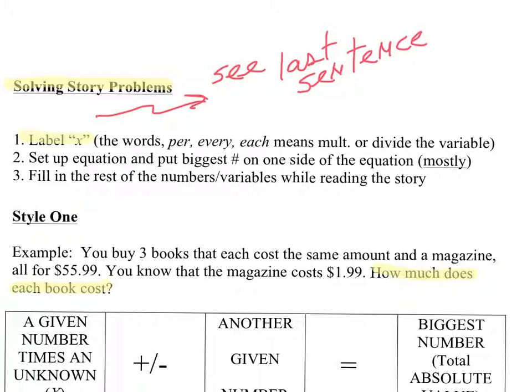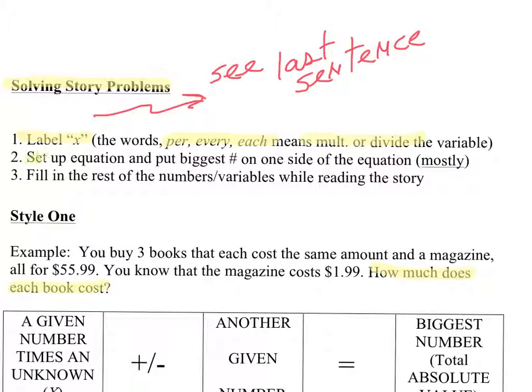Please note the words per, each, or every means multiplying or dividing with the variable. Let's set up the equation by putting the biggest number on one side of the equation. I will put it on the right mostly. That is because most of the time we're building a total, and the total will be the largest number from an absolute standpoint, and we can put it on the right side. Then fill in the rest of the numbers, and it'll take form as an equation.